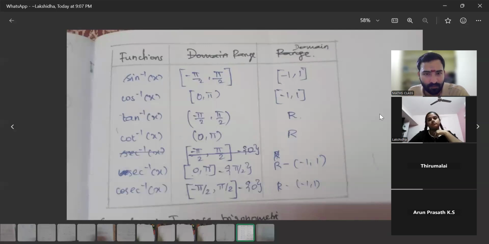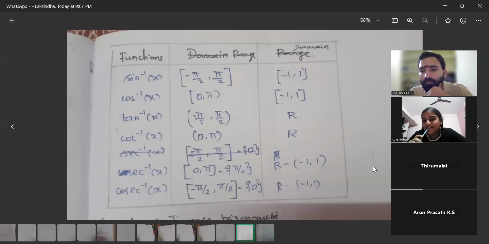If value of x is negative, then angle also will be negative, in case of sin x, tan x, and cosec inverse x. So if value of x is negative, then angle also will be negative. In case of cos, cot, and sec, if value of x is negative, then angle will belong to pi by 2 to pi. If value of x is positive, then angle will be between 0 to pi. Got it?